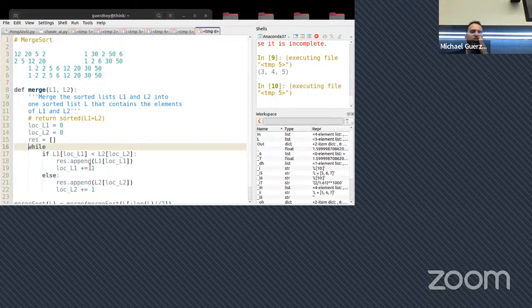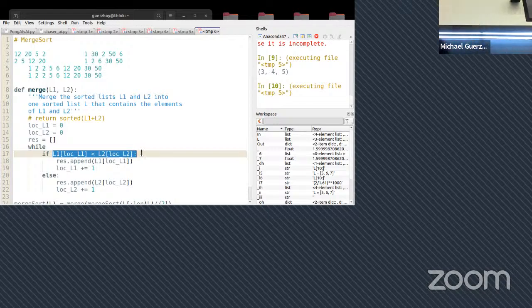So when do we need to stop doing it? Well, we need to stop before this produces an error, because either loc L1 or loc L2 will become the length of L1 or the length of L2, right? So we don't want to crash. So that means the condition should be that both the location in L1 is smaller than the length of L1, and the location in L2 is smaller than the length of L2.